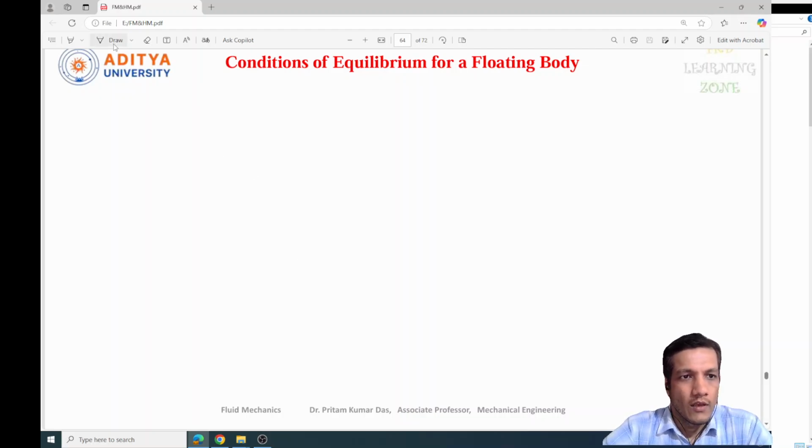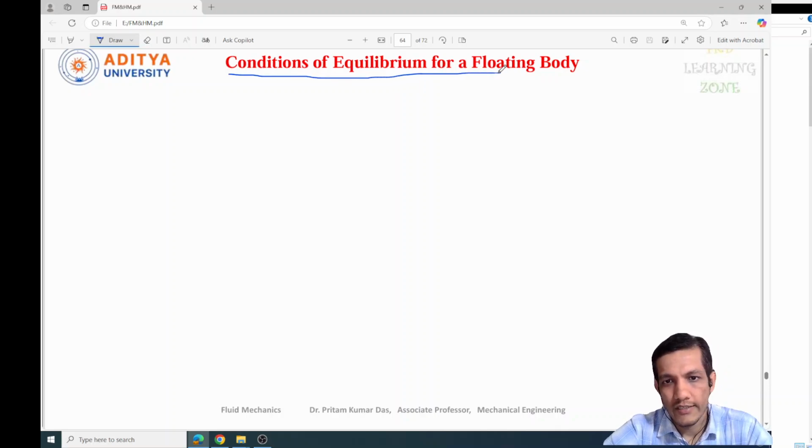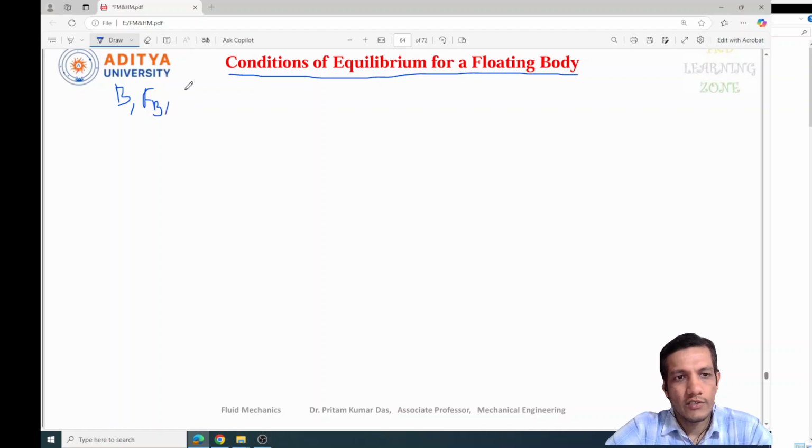In our previous lectures we have already seen different terms and conditions about what is buoyancy, what is the force of buoyancy, and what is the center of buoyancy. So all these things we have discussed previously. Along with that, we have also discussed the terms metacenter and metacentric height. Then we have also discussed the center of gravity. So these are the terms we are going to use in this lecture.